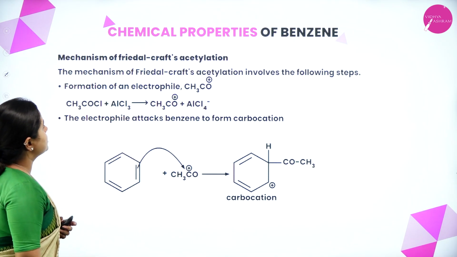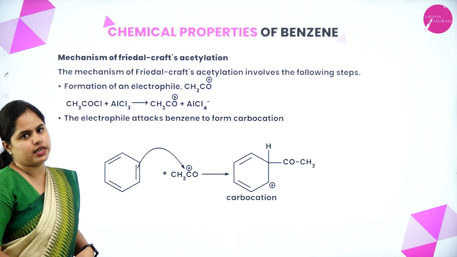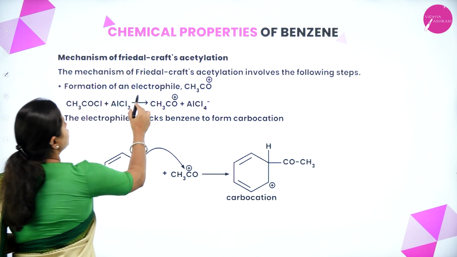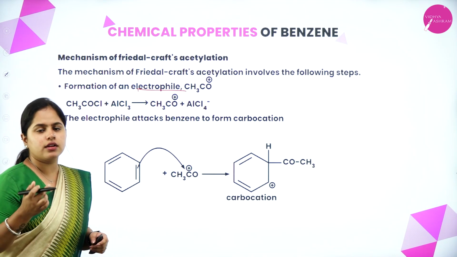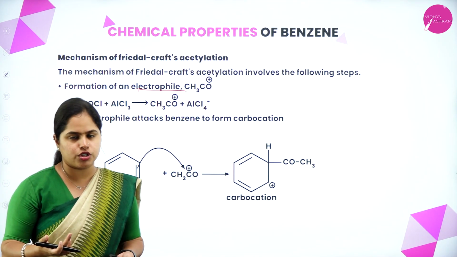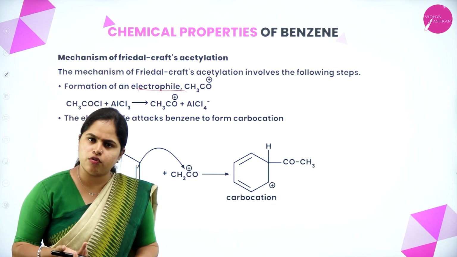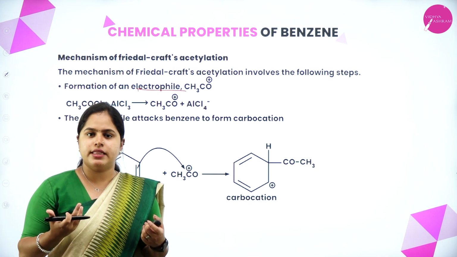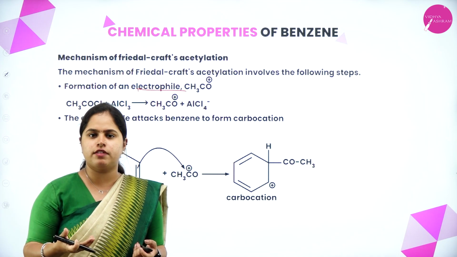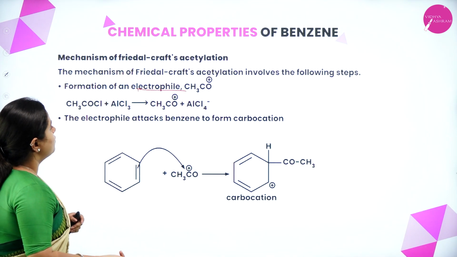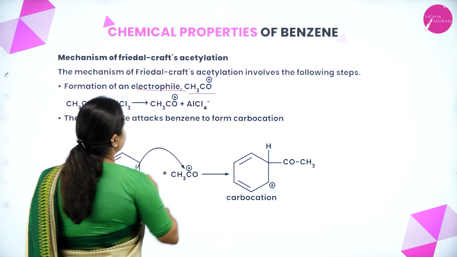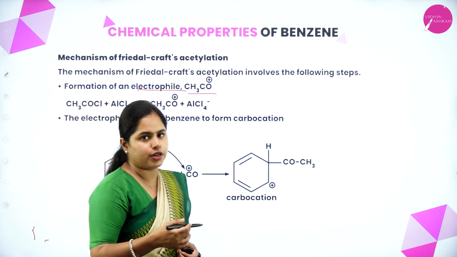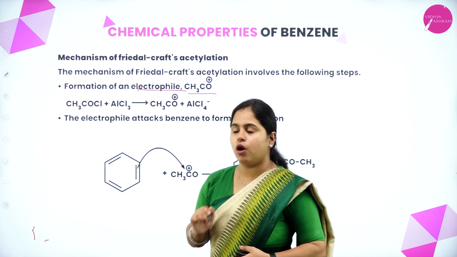Right. Now let's understand the mechanism of Friedel-Crafts acylation. Okay. So the mechanism involves, the first step is formation of an electrophile. So still we are in the electrophilic substitution reactions, right? So what are electrophiles? Yes, which has attraction towards negatively charged substances. That means they must be themselves positively charged or neutral. So which is the electrophile here? CH3CO plus is the electrophile. So first it's the formation of the electrophile. How is this electrophile formed?